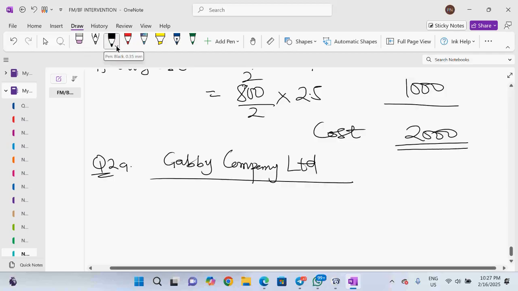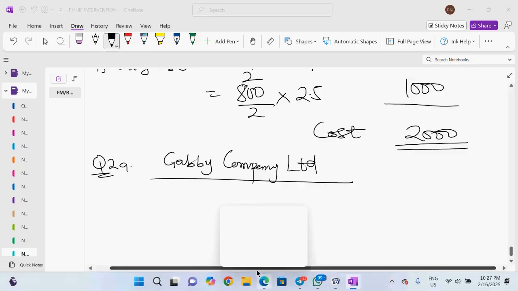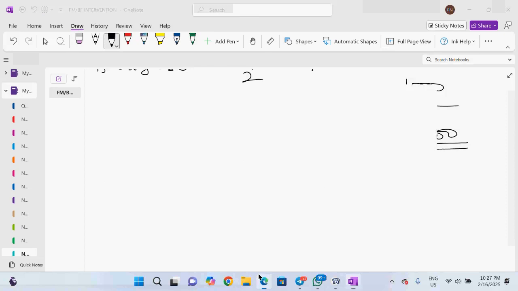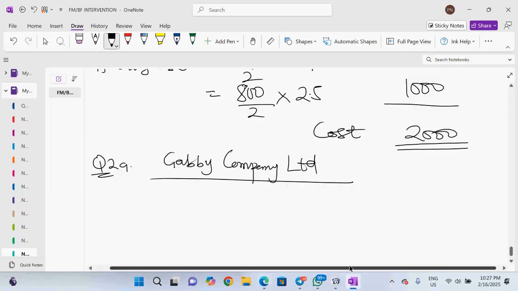Gabby Company Limited buys a part that costs 5 cedis. So what is this? This is the purchase price. So what is our purchase price? 5 Ghana cedis.